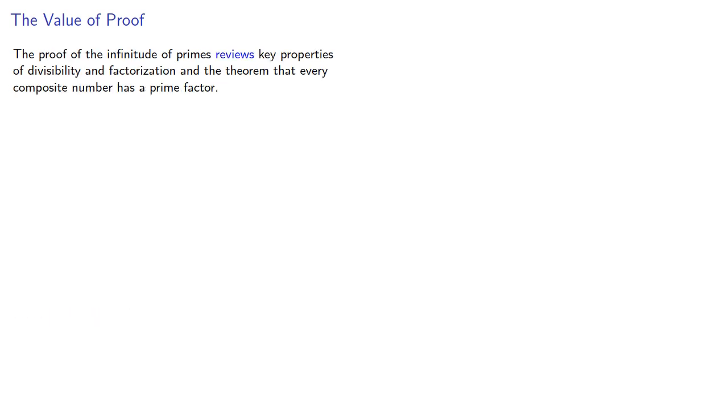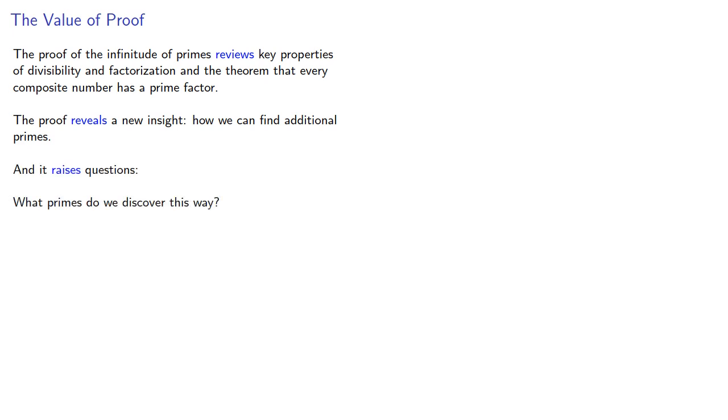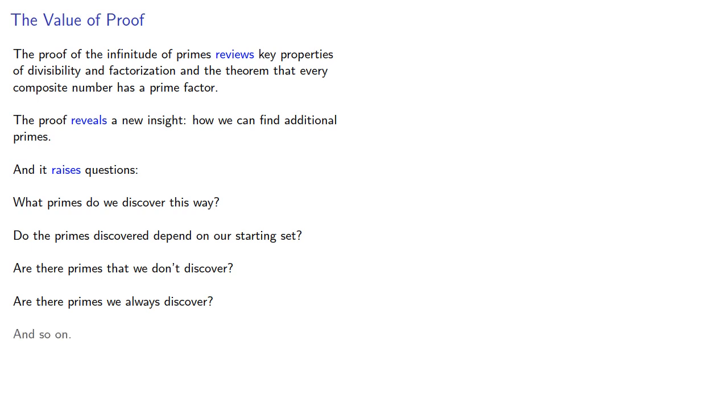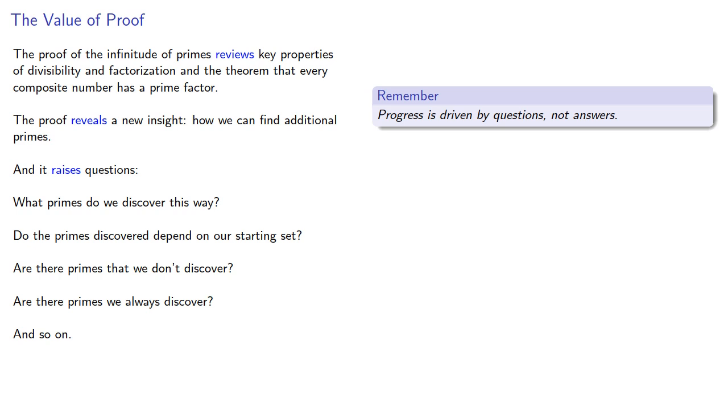So here the proof of the infinitude of primes reviews key properties of divisibility and factorization, and the theorem that every composite number has a prime factor. The proof also reveals a new insight, how we can find additional primes. And it raises new questions. What primes do we discover this way? Do the primes discovered depend on our starting set? Are there primes that we don't discover? Are there primes we always discover? And so on. It's important to keep in mind, progress is driven by questions, not answers.